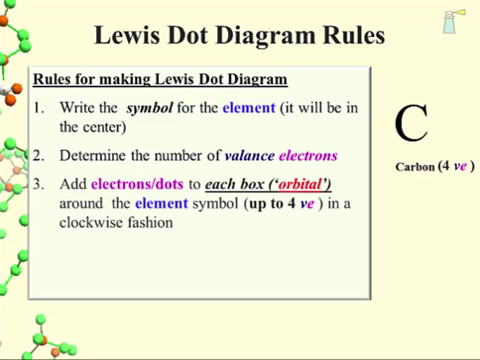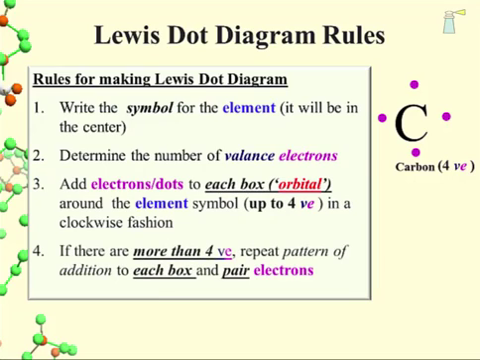The next step is to add dots up to 4 around the element in a clockwise manner. 1, 2, 3, 4. Note, we have added 1 dot to each of our boxes without pairing, and that uses up all our valence electrons. This is carbon's dot diagram. So the last step about pairing electrons isn't required here.